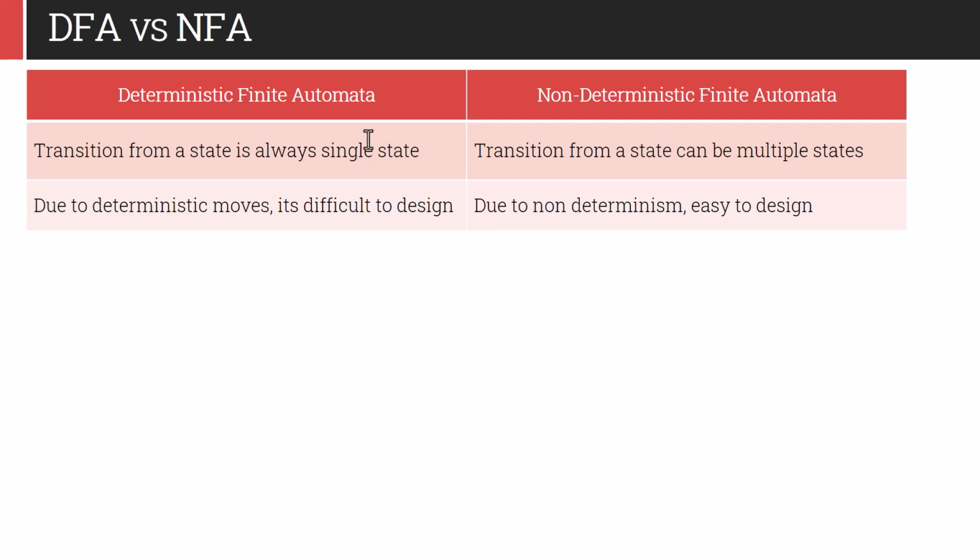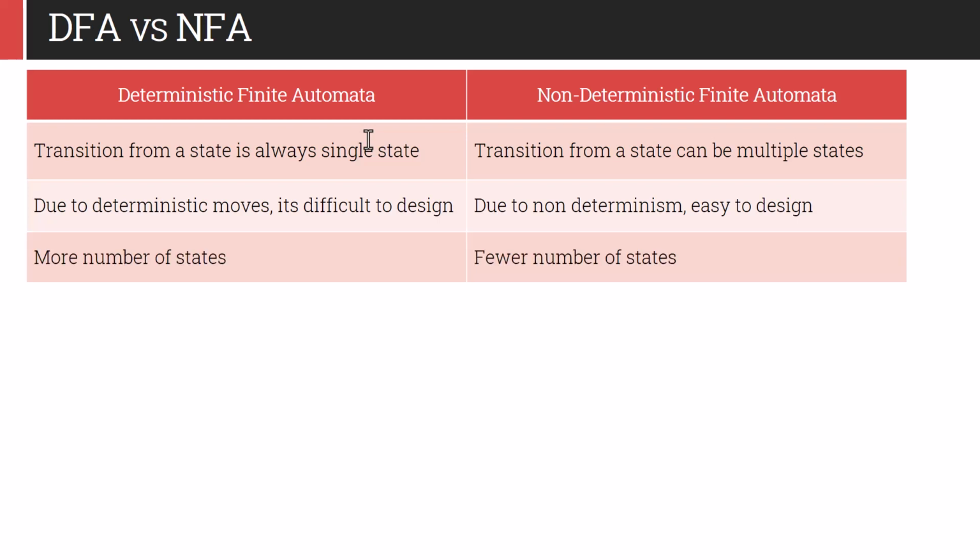Due to the deterministic moves, it is difficult to design a DFA. As we have seen, we have to adjust a lot of arcs, and we have to take care that there should not be multiple arcs for the same input from the same state. So that will take a bit of thinking. Whereas in case of non-deterministic, due to non-determinism, it's easy to design. We can simply put the arcs. We have already seen that in the last slide.